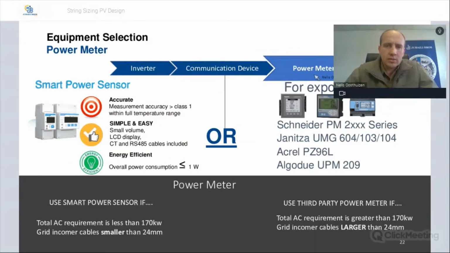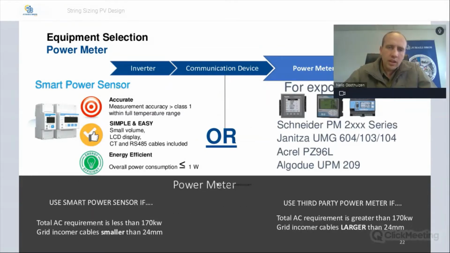Then the next component in our equipment selection is the power meter. Huawei has got its own smart power sensor, and then there's also third-party sensors available that are compatible with the Huawei. In South Africa, we prefer to use the Unitsa range, the Unitsa UMG 604, 103, and 104. Just a quick note, Unitsa 103 is not available for the rest of the year. The manufacturer, Unitsa, has got problems in sourcing electrical components, and that's just a global supply chain issue. So only the 604 and the 104 are currently available.